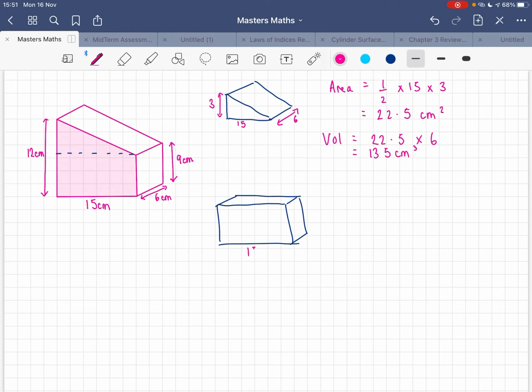The cuboid, the dimensions are all there already. The base is 15, this height is 9. And the length is 6. And cuboid volume is really easy.